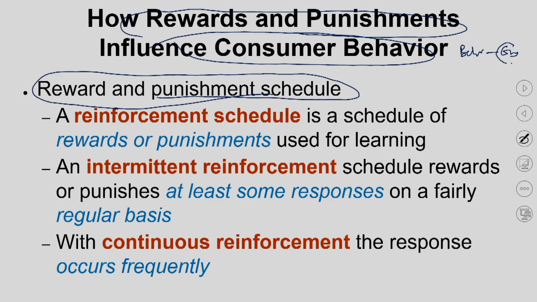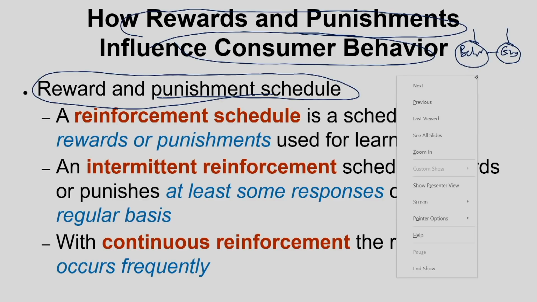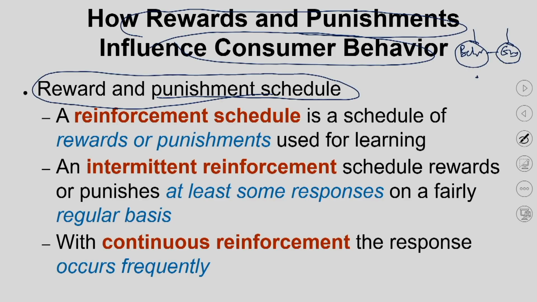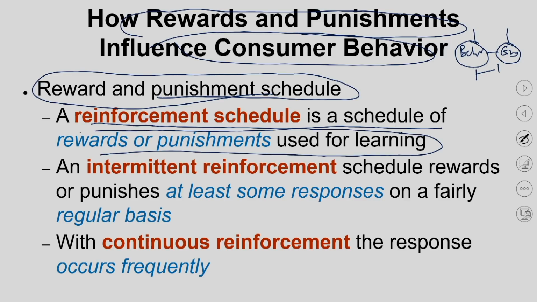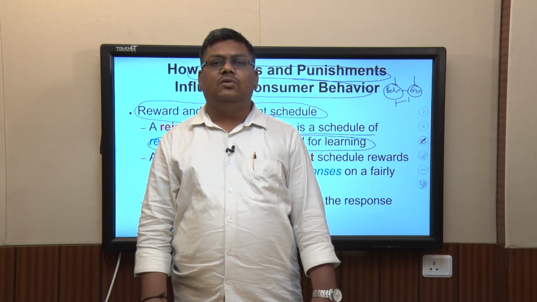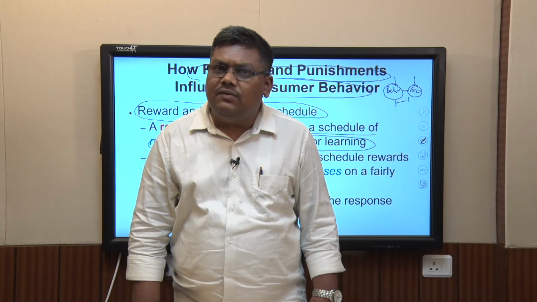Now the more frequency of this consequence coming after the behavior, for each unit of behavior done, if you have 1 unit of consequence, this is called continuous reinforcement, right. And so there are several reinforcement schedules. Now a reinforcement schedule is a schedule of rewards or punishments used for learning. So it is how many times the reward is given to you, or how much the reward is given to you.